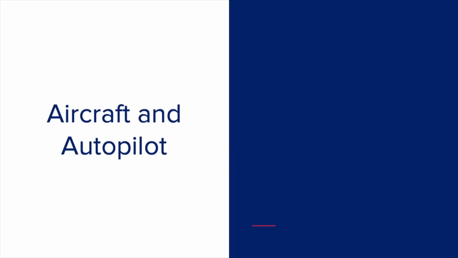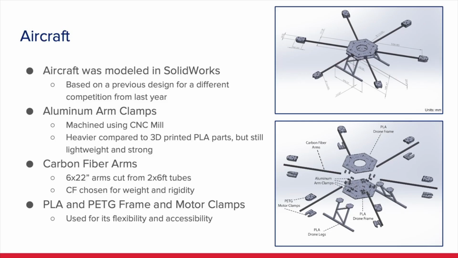This next section is going to cover the aircraft and autopilot. For our aircraft, as you can see on the right, it's a hexacopter design, and that's mainly due to the fact that if one motor breaks down, the pilot still has some control over the drone to be able to land it. And that's unfortunately happened to us before, where one propeller flew off and our pilot had to try to land the drone.